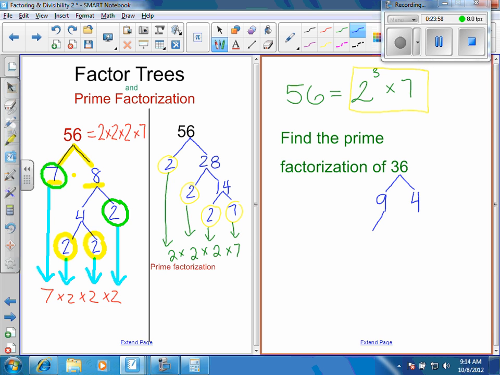A little louder, Sarah. 9 can split up into 3 times 3. And then 4 can be 2 times 2. So those are all primes, right? So your prime factorization is, go in order, 2 times 2 times 3 times 3.